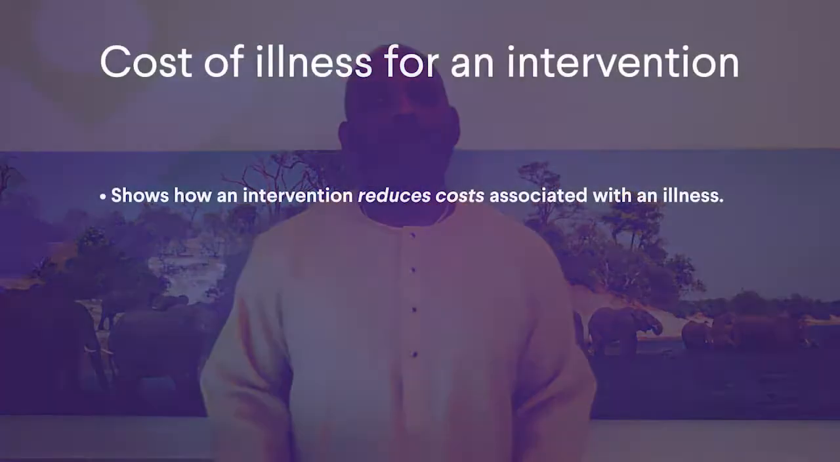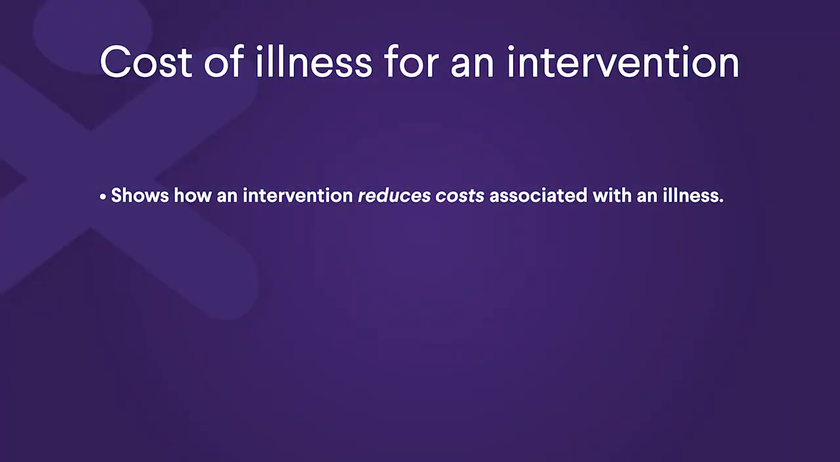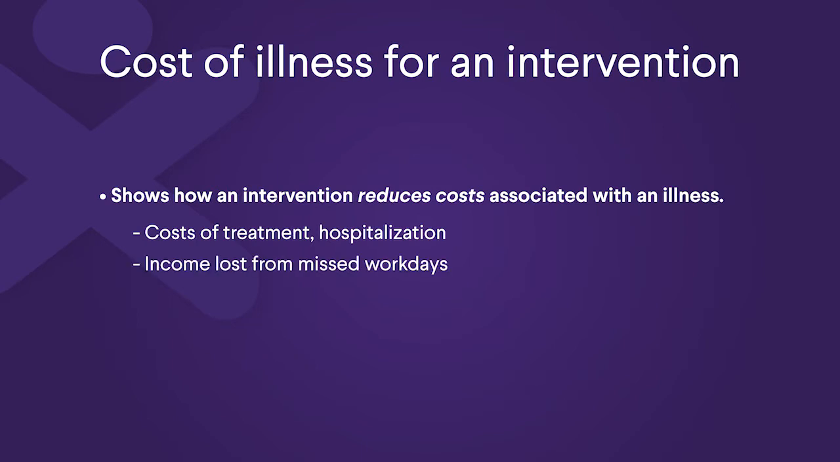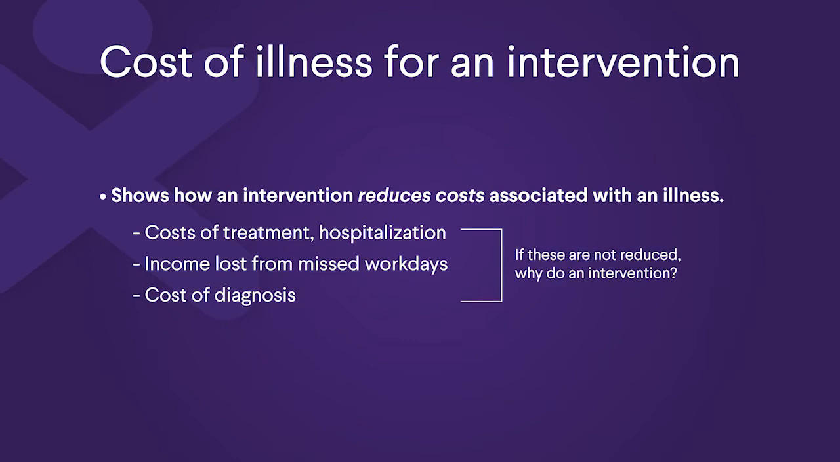Okay, so now we go back to our simple example and we can look at the cost of illness for our case study. The cost of illness of an intervention would show how an intervention would reduce the cost associated with an illness, a disease, or a condition. Examples of cost categories for intervention cost of illness are treatment cost, income loss due to missing work days, or the diagnosis cost. If these are not reduced, why do the intervention?